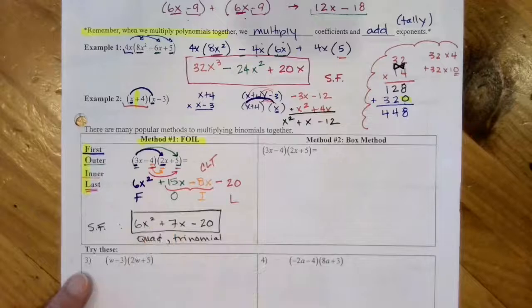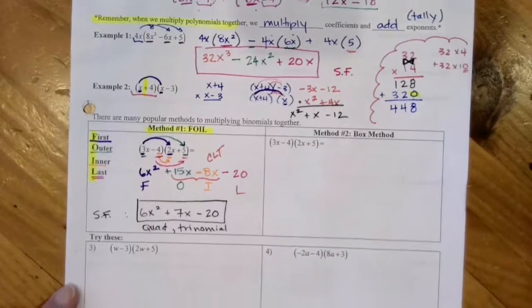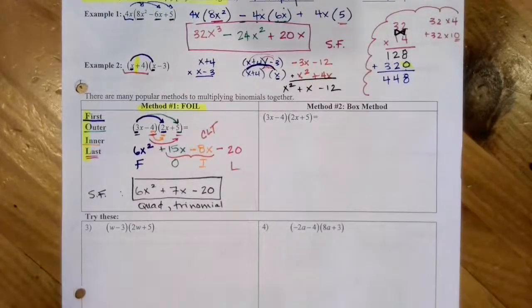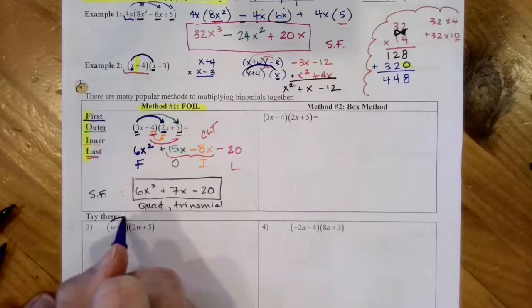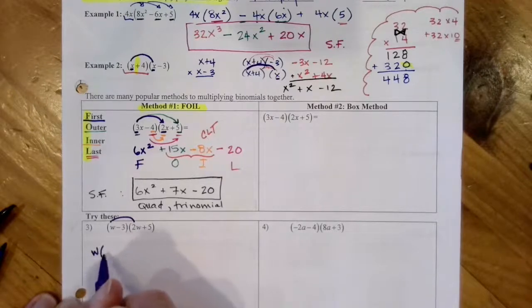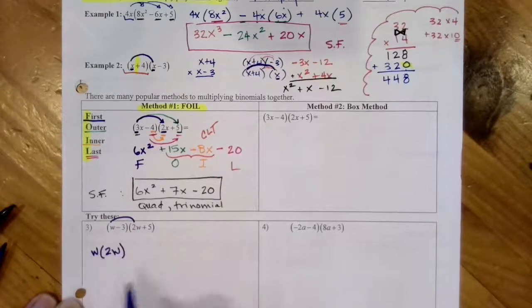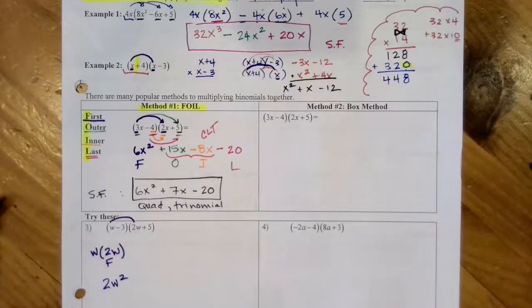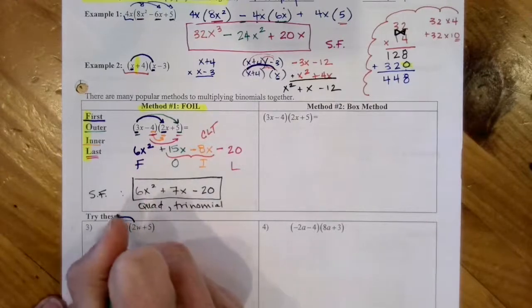All right, we're going to scoot down to number 3, and I want you to try your trick. I'll walk you through it. I want you to multiply your first terms together. That's going to be W times 2W. A lot of times, I'm just going to do that in my head and call that 2W squared. That's my first product.